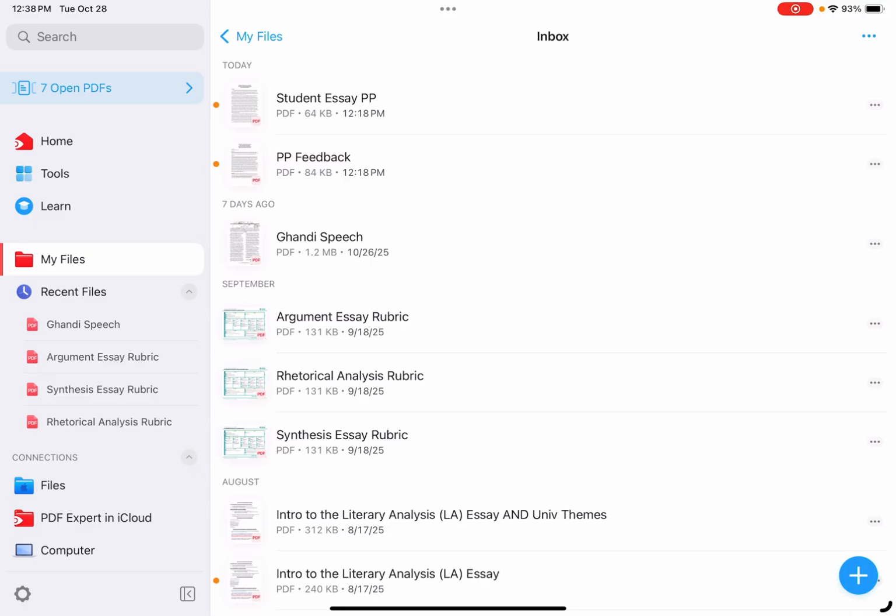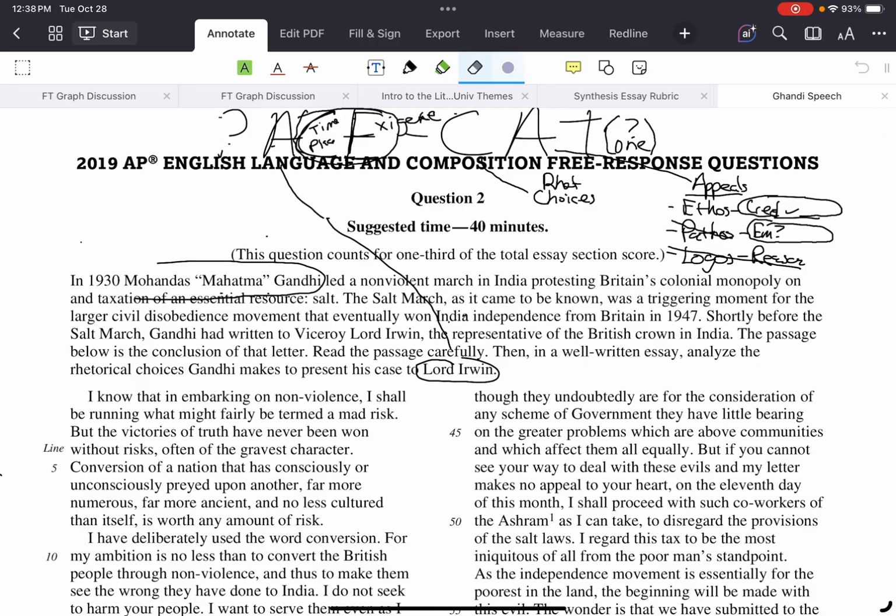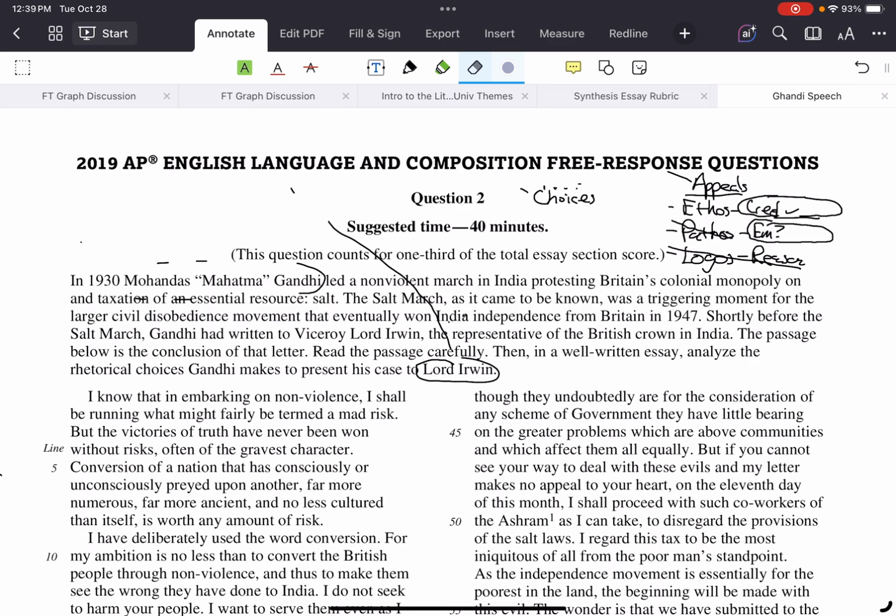Okay, so this week we're going to be going over the Gandhi speech, which is right here. And you have to do a rhetorical analysis on it. You can see it's a rhetorical analysis because it's just like a big speech that's in front of you. Big old article.